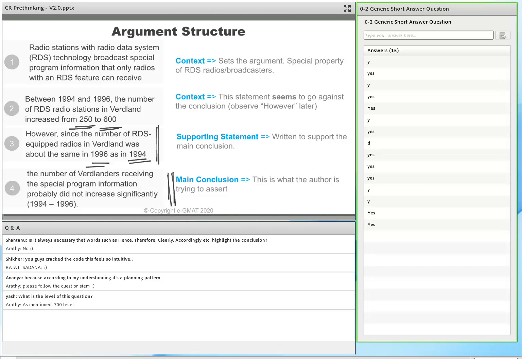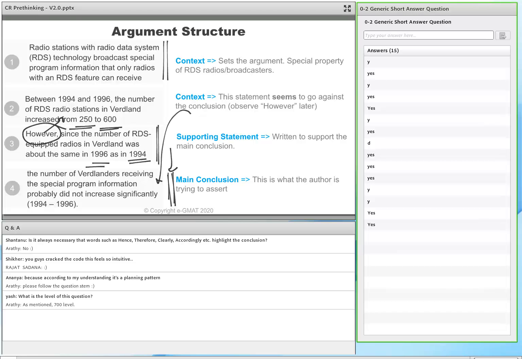Now you see this term over here, however, connecting these two statements, and this is also an RC concept, which is that, hey, if you see two statements connected by however, a contrast word, this means they kind of go against one another. Okay, so statement 3 supports my main conclusion, which means statement 2 goes against my main conclusion because it's connected by however. Okay, and statement 1 provides me with this context.